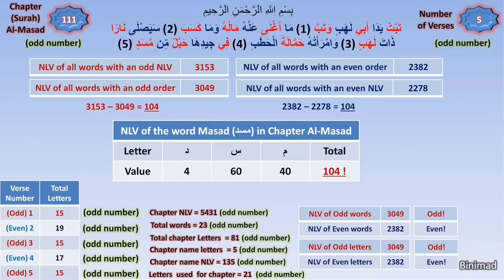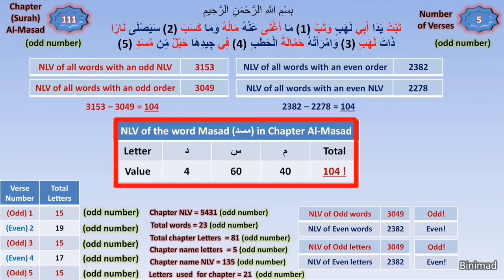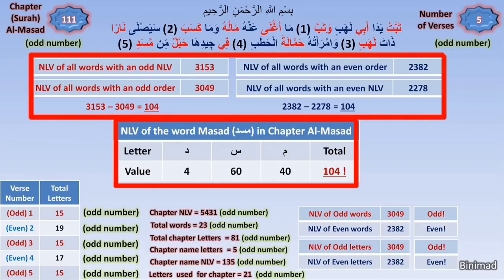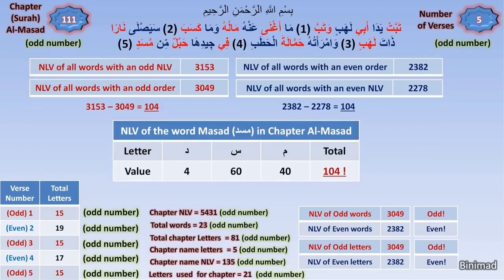How can the entire numerical system of the chapter revolve concretely around odd numbers? How can the key word Masad in chapter Al-Masad have a numerical value that perfectly highlights the relationships between the numerical values of both odd and even totals, of odd versus even words, and odd versus even total of words values in the chapter? This is humanly impossible.